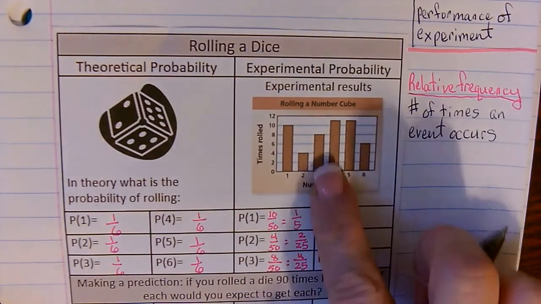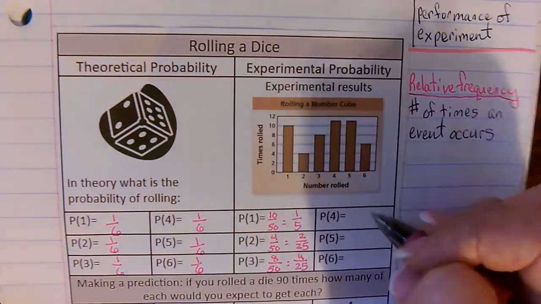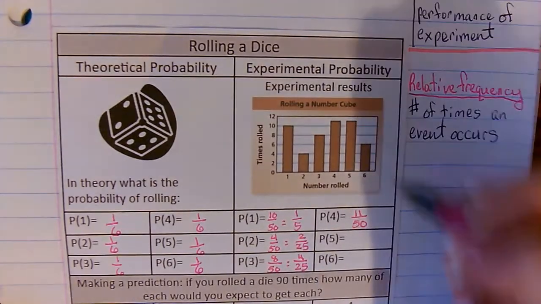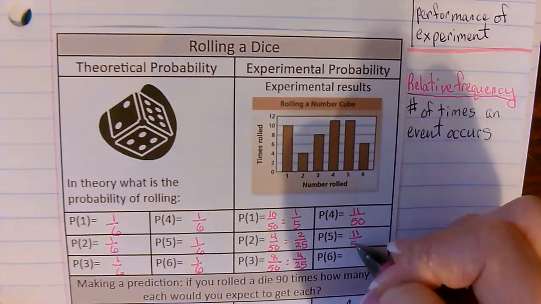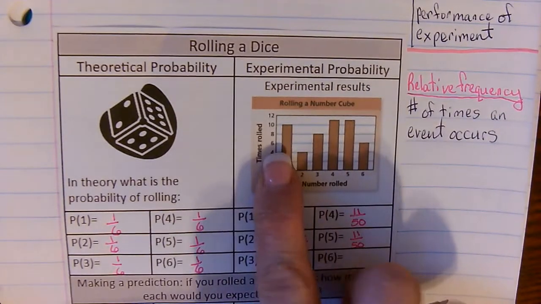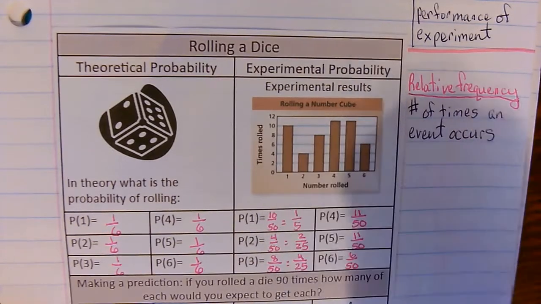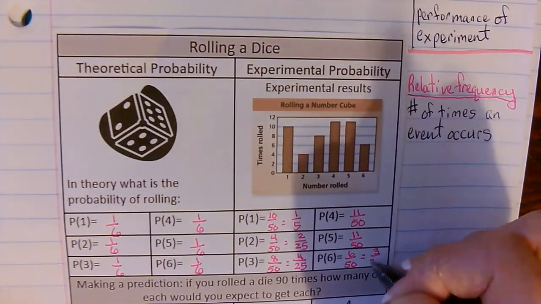Probability of 4 is right here. Look at that, 11 times. Now 11/50, guys, does not simplify. The same with 5. 11 times out of 50. 11/50. And 6, let's look there, is 6 times out of 50. So you notice the experiment doesn't always match the theory. And let's simplify this to 3 over 25.